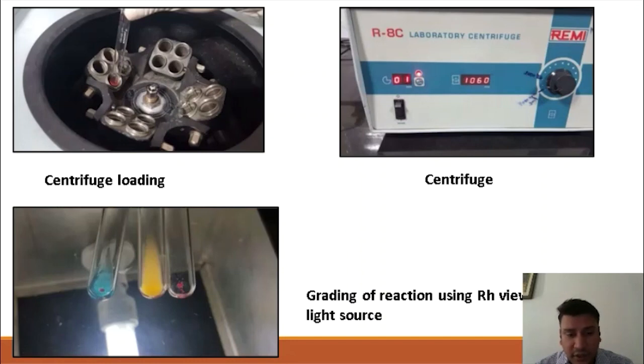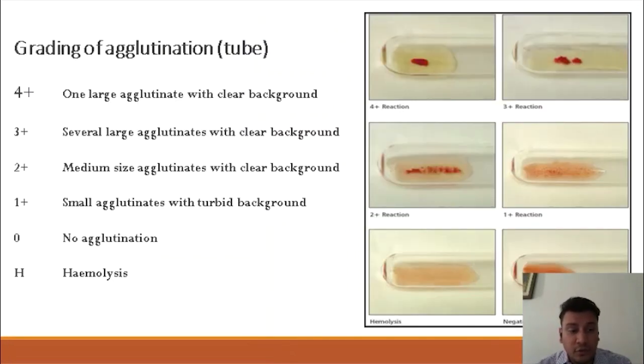And then after centrifugation, we should observe the reaction under a light source on an RHV box and then grade the reaction. Grading of a test tube reaction can be from 4 plus to 0, and H means hemolysis. 4 plus, as you can see, means a single large agglutinate with a clear background. 3 plus means several 2 to 3 large agglutinates with a clear background. 2 plus means medium size agglutinates with a clear background, and 1 plus is a reaction in which there are several small agglutinates with a turbid background.